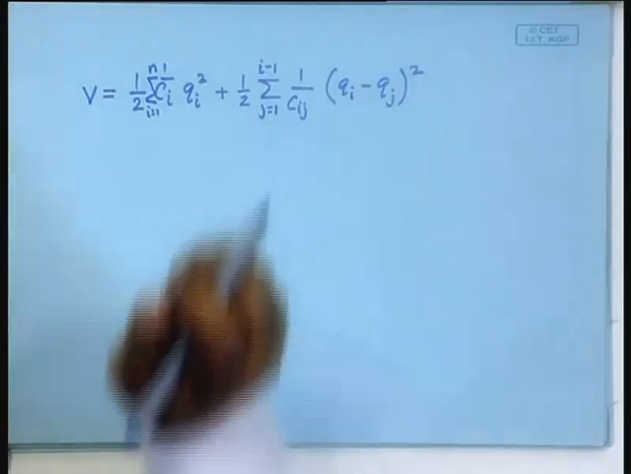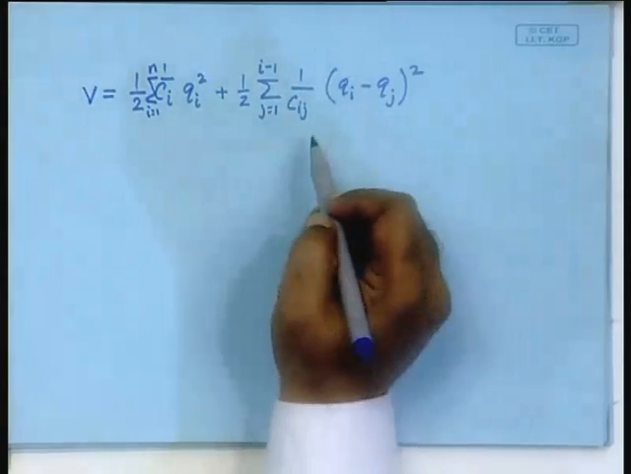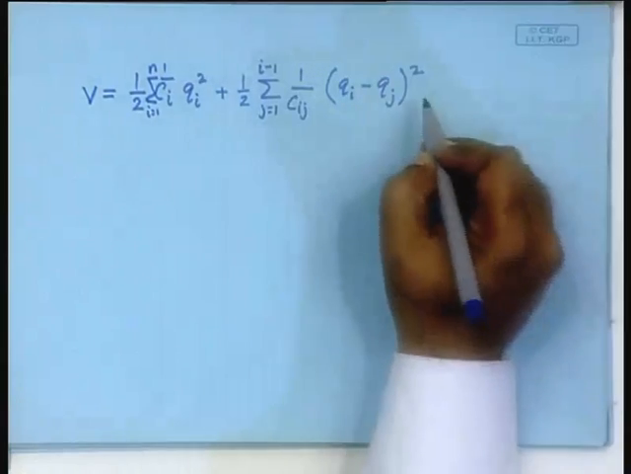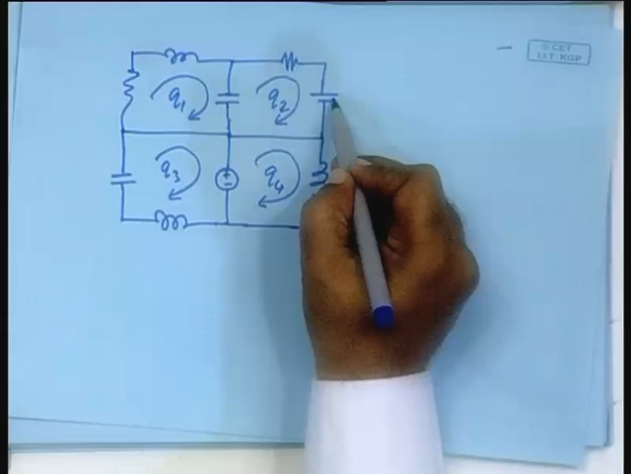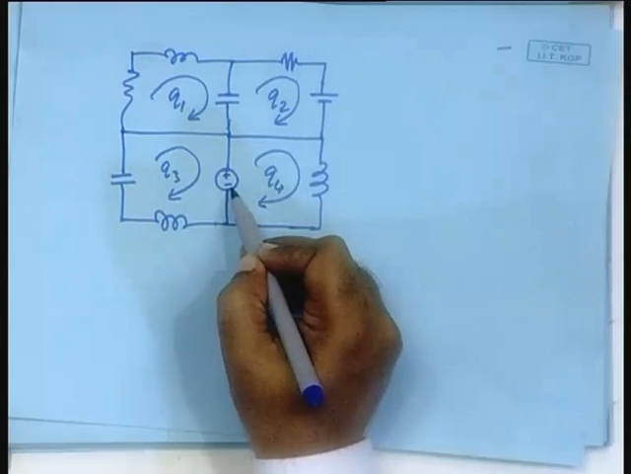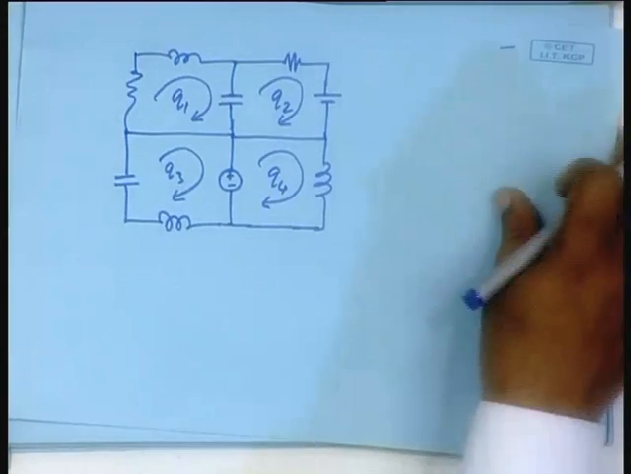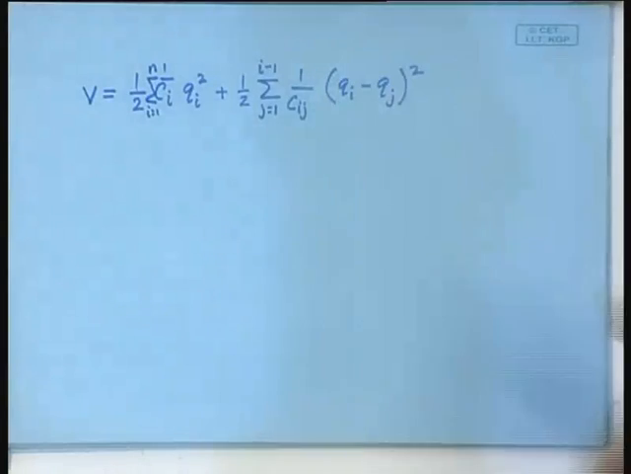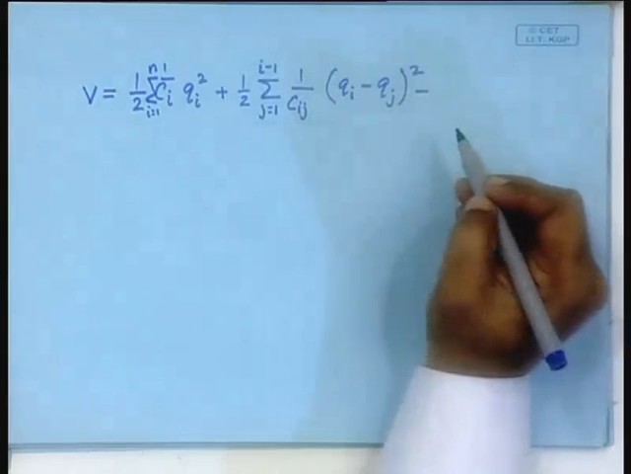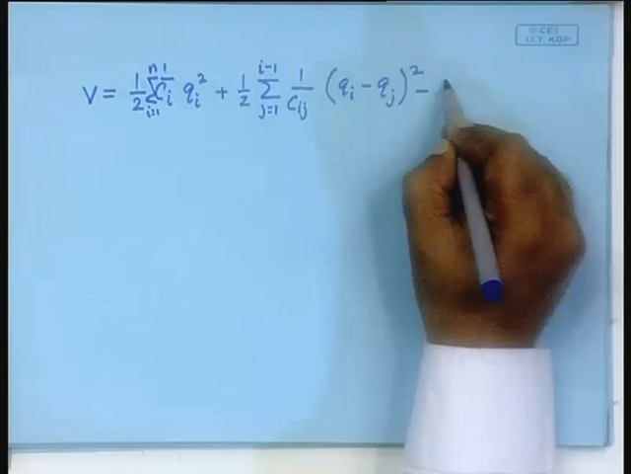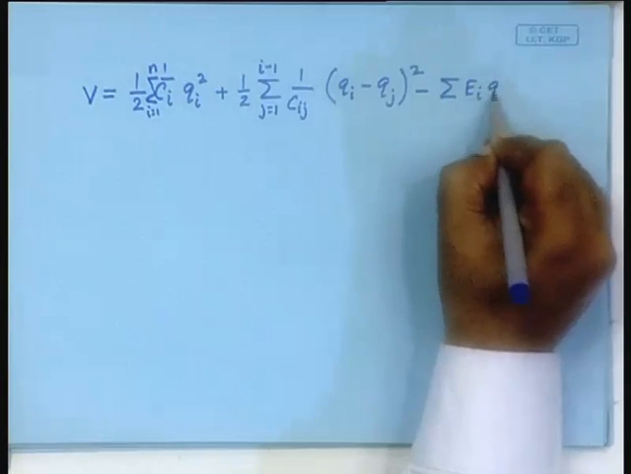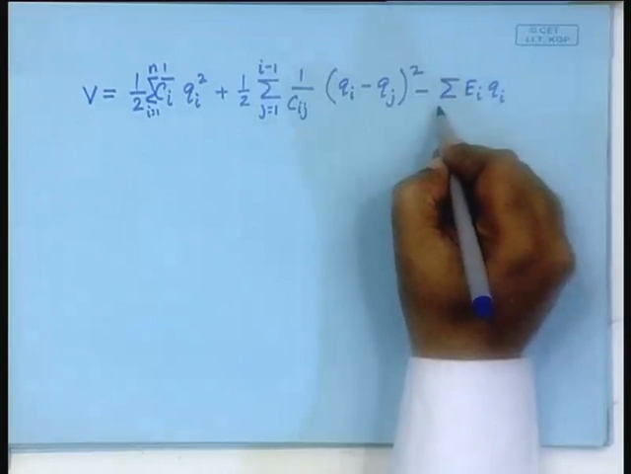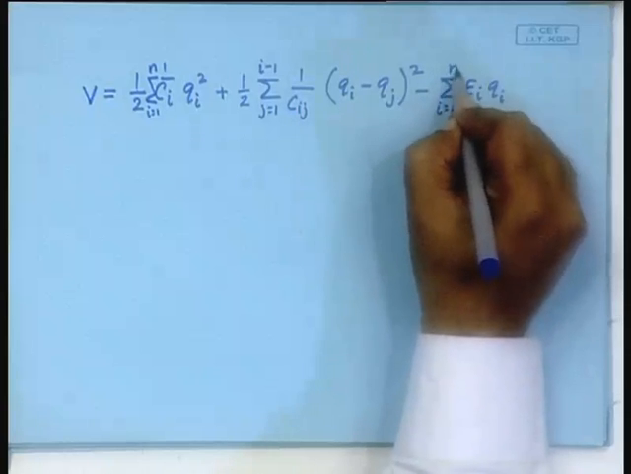Plus, in the potential term we also have to include the externally applied forces, which are the voltage sources. So, that will be included. The voltage sources could be in such a branch, could be in such a branch also, so again we will have to individually consider them. It will be minus again a sum over, this is E_i q_i, where i is equal to 1 to n.